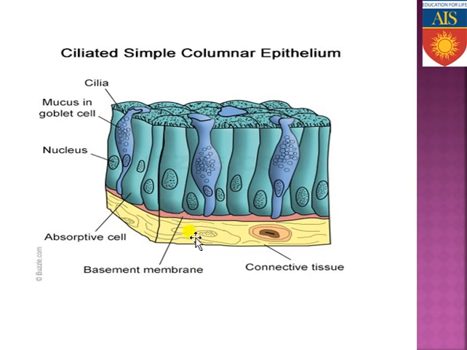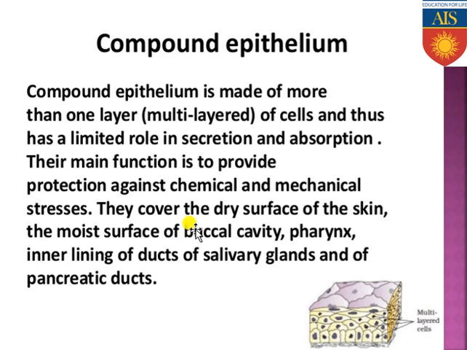So this is the structure of the ciliated columnar epithelial tissue. Now we are coming to the compound epithelium. Obviously, compound epithelium means such kind of epithelial tissue which has multiple layers of cells. The cell layers are not present in a single layer, there are multiple layers of cells present, and they have a limited role in secretion and absorption.